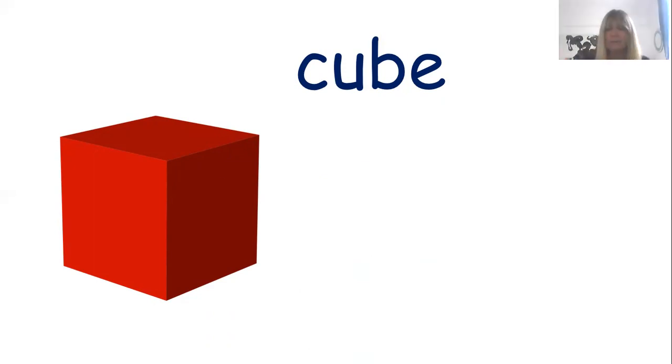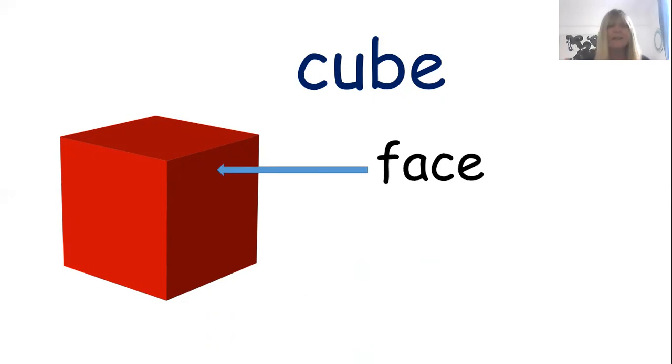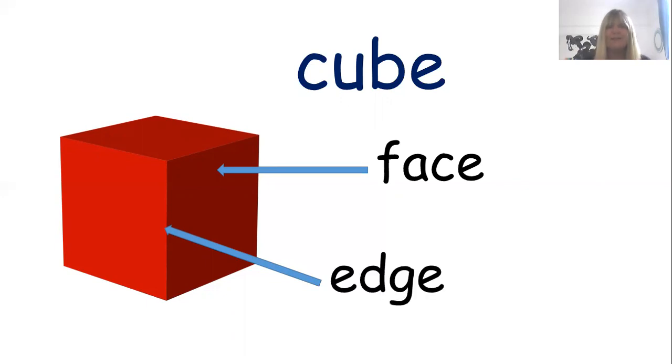And you can count its faces. And you can count its edges. And if it's a cube, all the faces are square. That means they're all the same size and all the edges are the same length. So there's your cube with your faces and your edges.